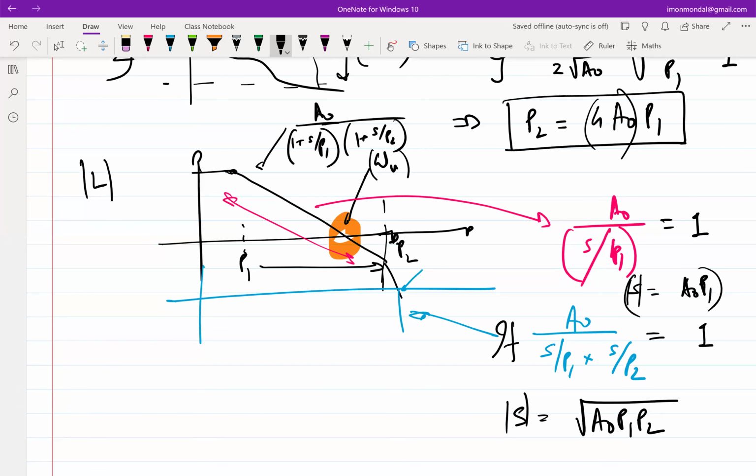Okay. So now in our case of critically damped condition, where do you think omega u is? Note that P2 is 4 times A naught times P1 for the critically damped case. Do you understand the question? That should be clear, right? Okay, the question is this.